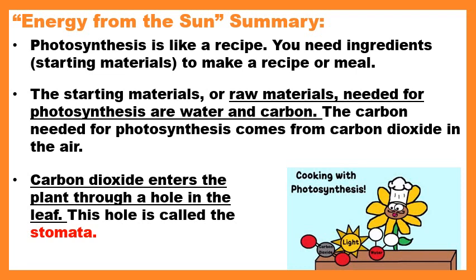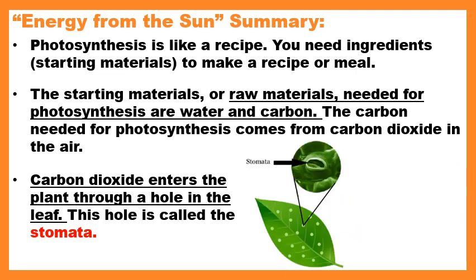So how does carbon dioxide get into the plant? Well, carbon dioxide enters a plant through a hole in the leaf. This hole is called a stomata. So if I was to look at a leaf underneath a microscope, I would see these, they almost look like little mouths, and those are called stomata. They're just holes that let carbon dioxide in.